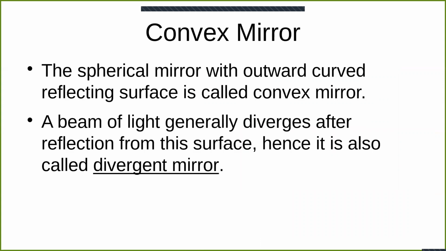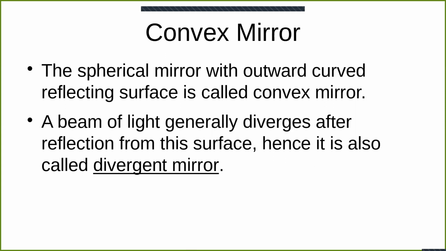Okay. Next, convex mirror. Definition of convex mirror. The spherical mirror with an outward curved reflecting surface is called a convex mirror. This is the reverse of the concave mirror, that's all. The convex mirror is also a spherical mirror. In that, the outward curved part is reflecting, and the inward part is polished. The outward curved part is the reflecting surface. That's why this is called the convex mirror.